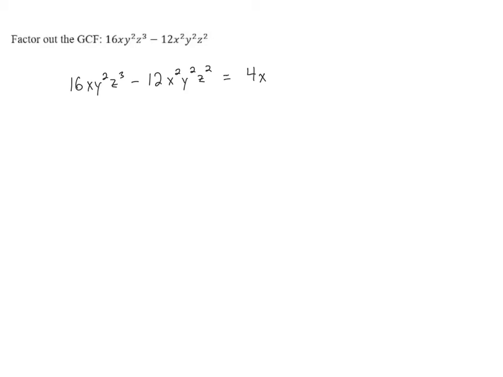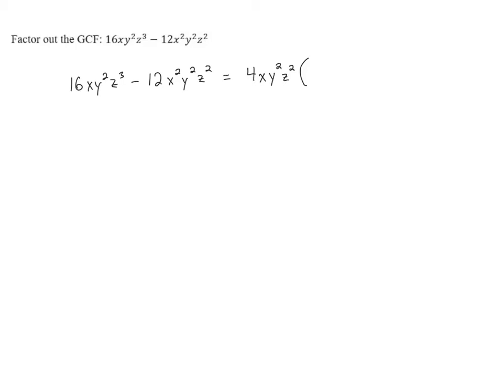Now let's look at the y squareds. Both of them contain a y squared. That means they're both divisible by y squared, and so the GCF will contain a y squared. Now if we look at the z's, we have z cubed and z squared. Both of those are divisible by z squared, so the GCF will contain a z squared. And now that we have the GCF, 4xy squared z squared, we can look and see what the leftovers will be.